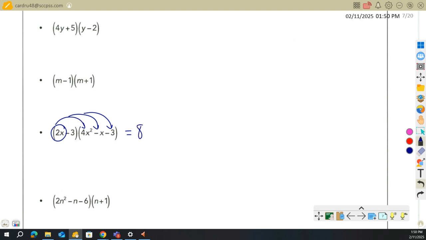That's 8x cubed. Then I have 2x times negative x, which is negative 2x squared. And then I have 2x times negative 3, which will be negative 6x. So that's my first term done. Now I'm going to distribute out negative 3 to each term in my trinomial.